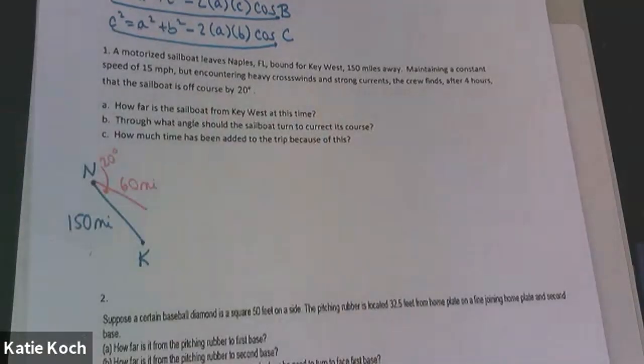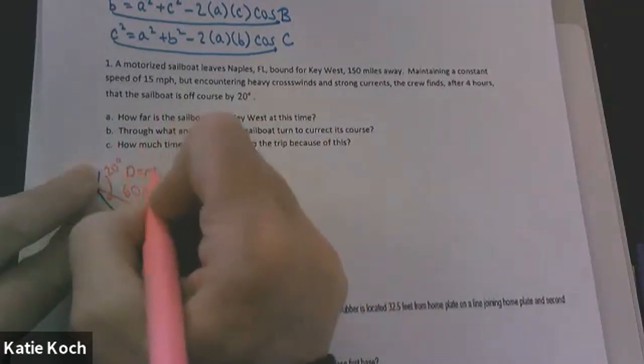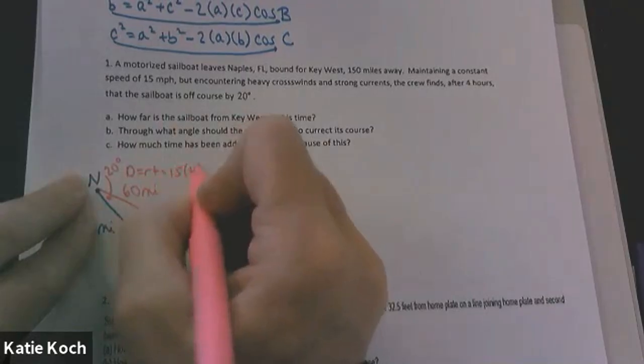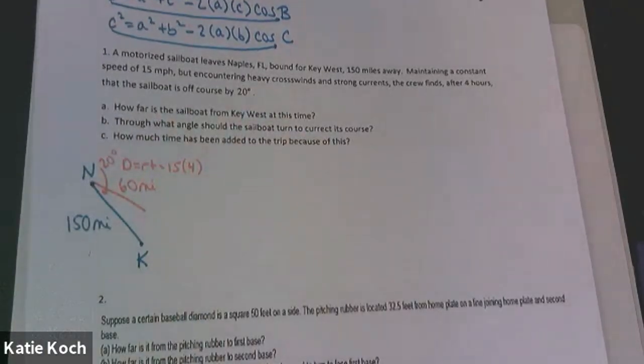How did I know that? Tell me in the chat. How did I know that was 60? They don't tell me 60 anywhere. Answers are coming through. What did they do? How did I get 60? You guys: 15 times 4. Perfect. Absolutely. So you're using your distance equals rate times time. So that is your 15 times 4 to get your 60 miles.